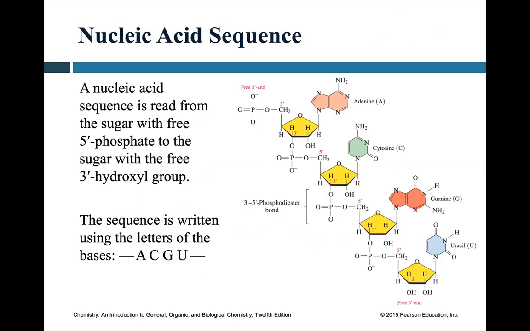And so I've kind of already talked about this, but the only difference here is that this figure is getting bigger and bigger, and we can see the phosphodiester bonds between those 3' and 5' hydroxyl groups.